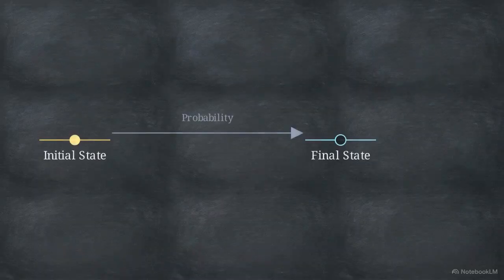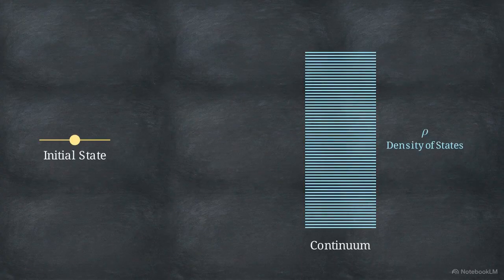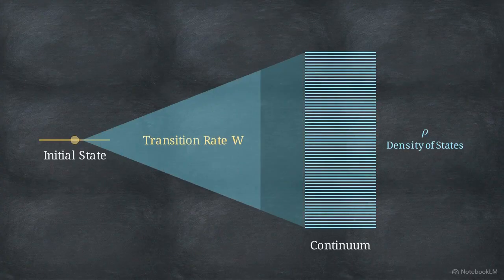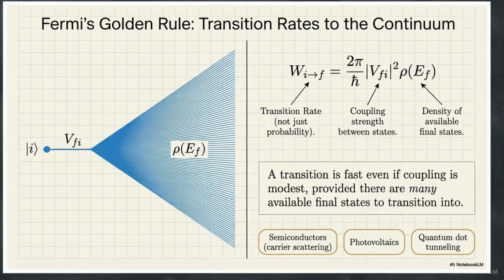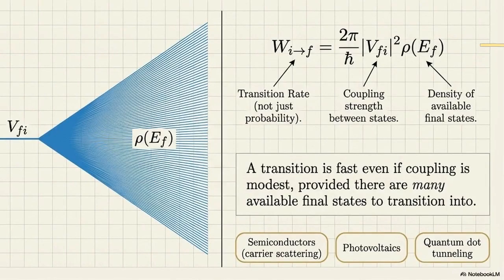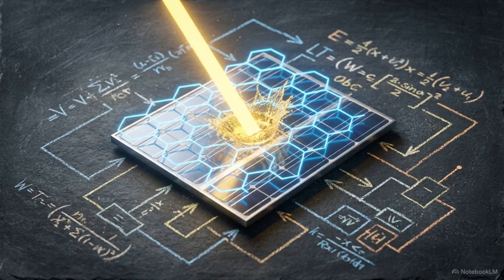Because the final states are effectively infinite, the math shifts from calculating a single transition probability to calculating a continuous transition rate. Fermi's golden rule calculates transition rates into the continuum. The rate depends on the transition matrix element, measuring coupling strength. However, even with weak coupling, a transition is nearly instantaneous if there's a high density of available final states. These scattering rates allow engineers to predict electron charge mobility and the efficiency of modern solar cells.